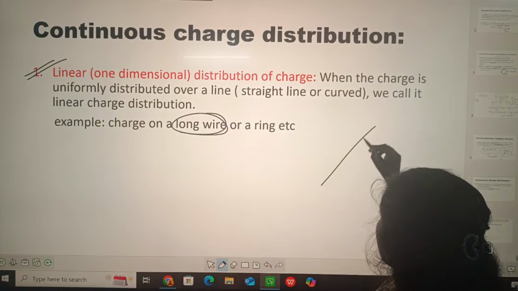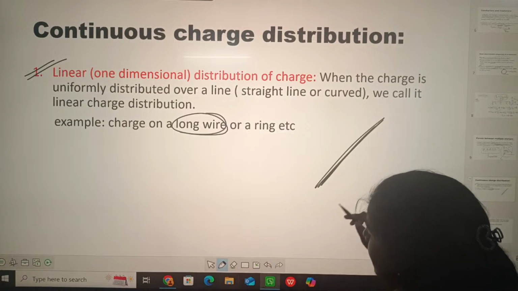It is a long wire, it is one dimension. Okay, it is one dimension.